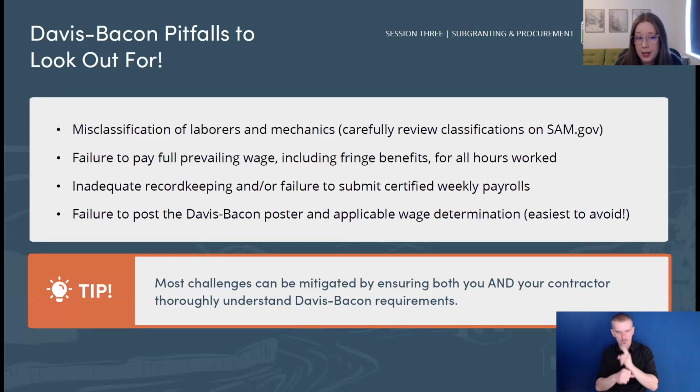Failure to pay prevailing wage, including fringe benefits. So again, doing those spot checks and having that payroll documentation will help make sure that you're paying that prevailing wage.